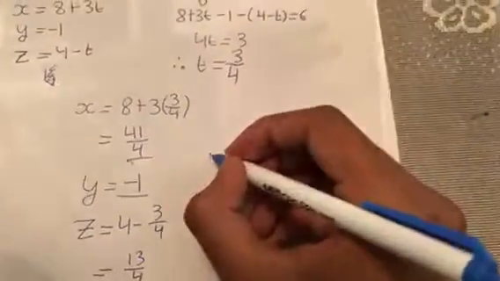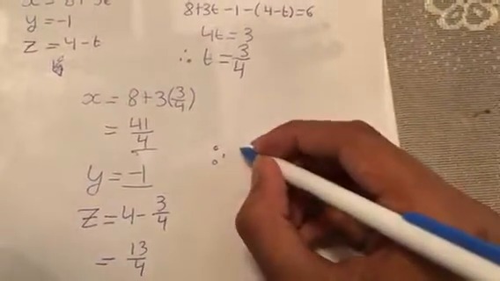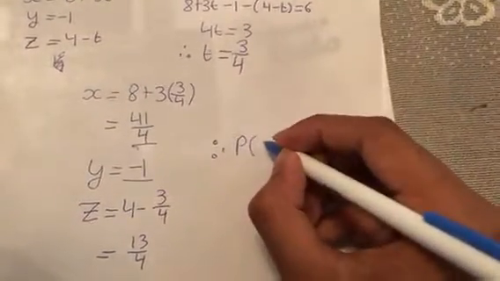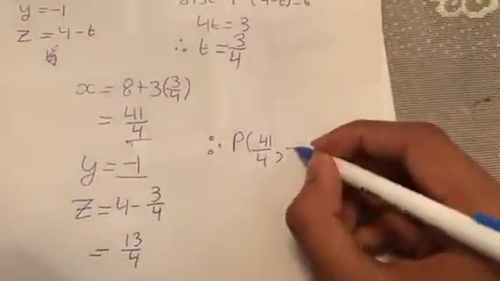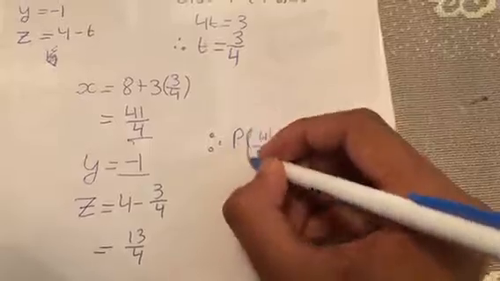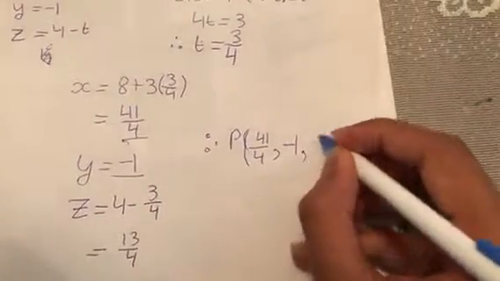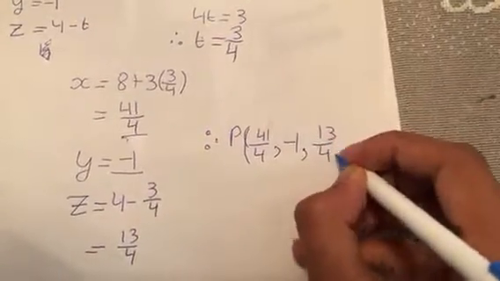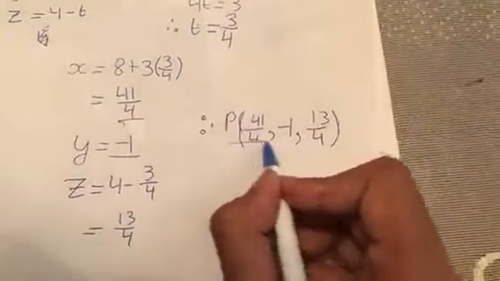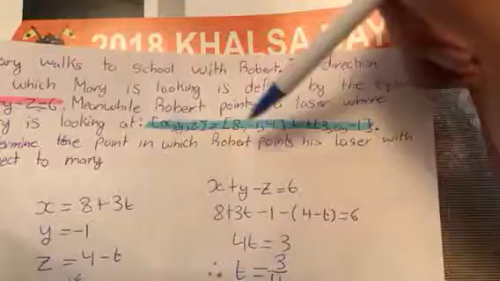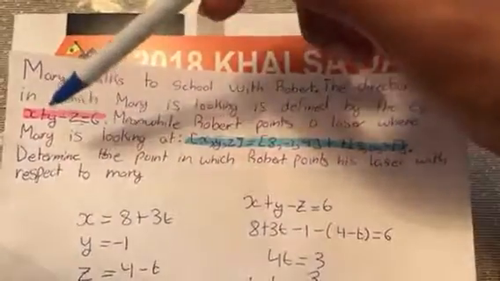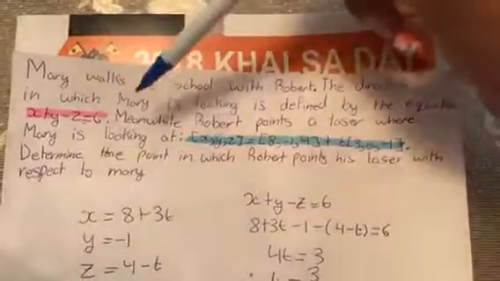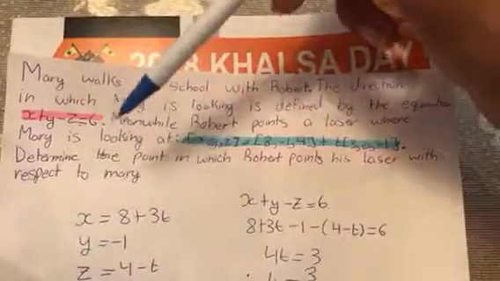So therefore, the point you get is P, 35 over 4, -1, 13 over 4. So this point is the point where Robert's laser intersects with this plane, you could call it, which is the direction in which Mary is looking.